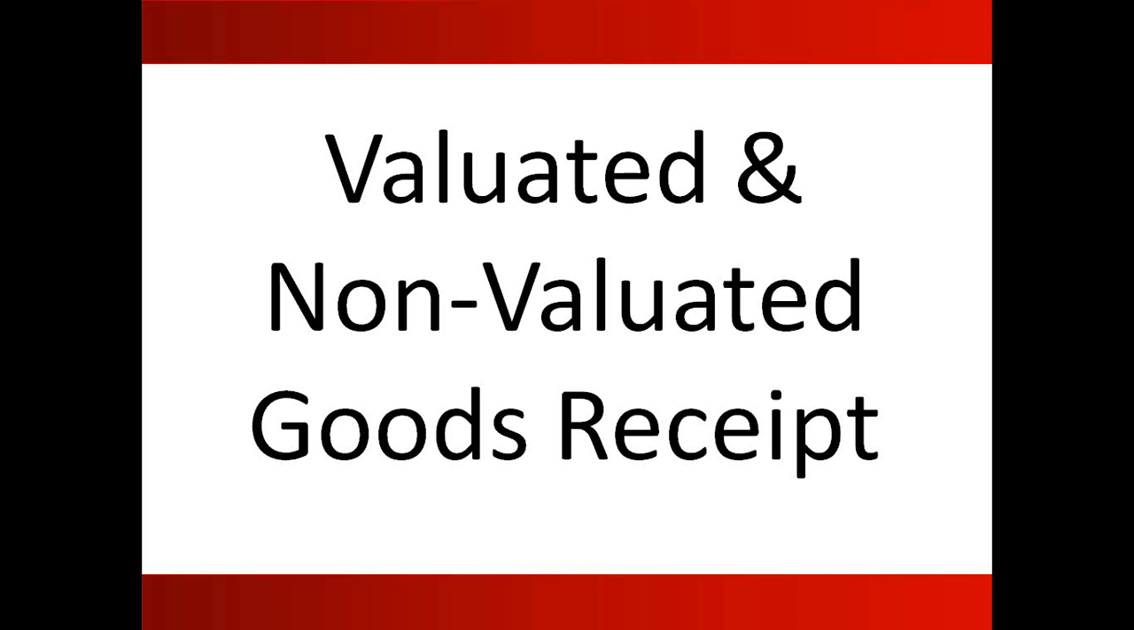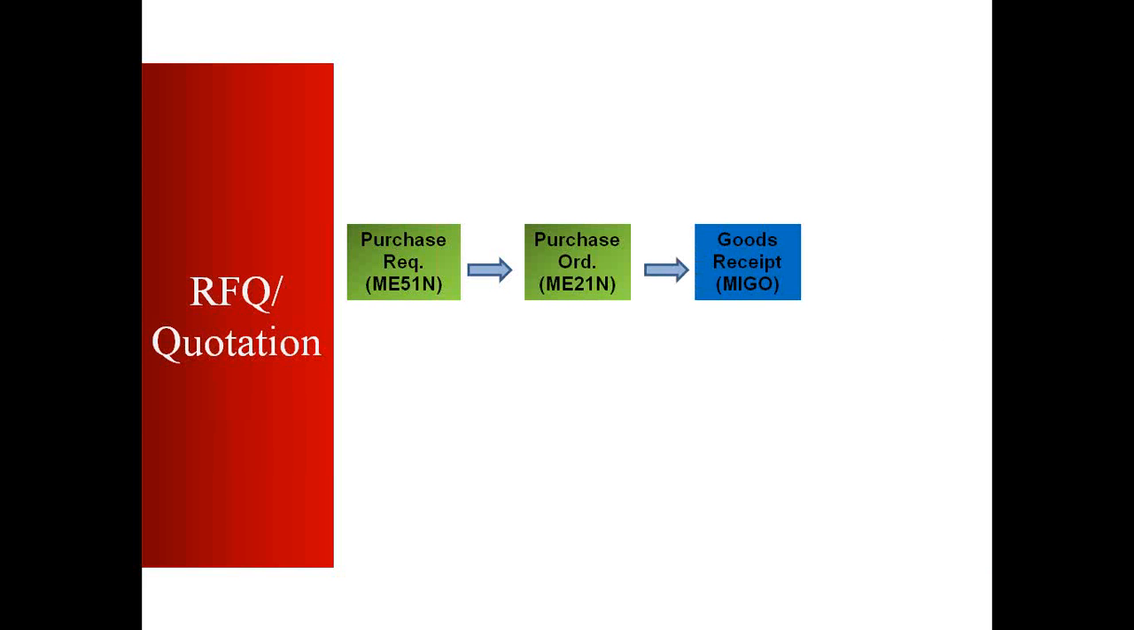Now let's see the valuation for valuated and non-valuated materials. This is basically the step here. First we create the requisition, then we create the order, and then the goods receipt. So we're talking about the goods receipt process.